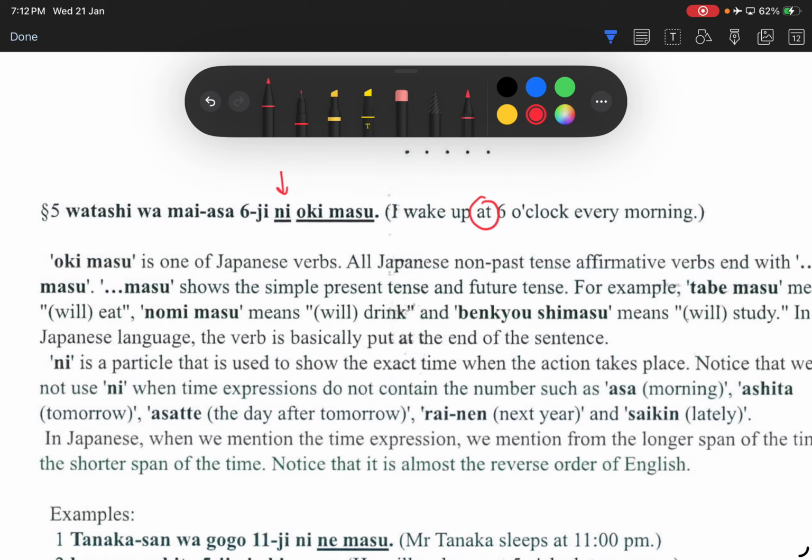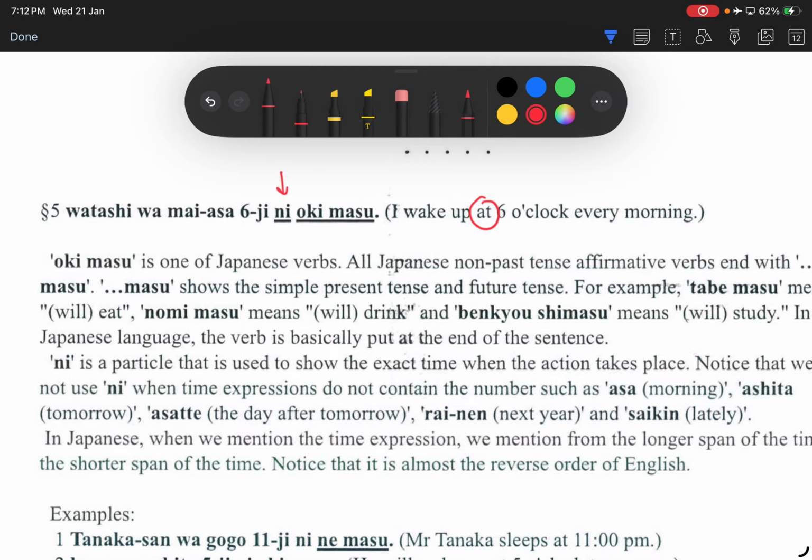Right? Of course there's other way to say around 6 lah. But if you don't put the particle, it also gives a sense of ambiguous. Right? That means like might be at 6, might not be at 6, like around 6. Right? But usually we will put this particle ni if we want to say at this o'clock.